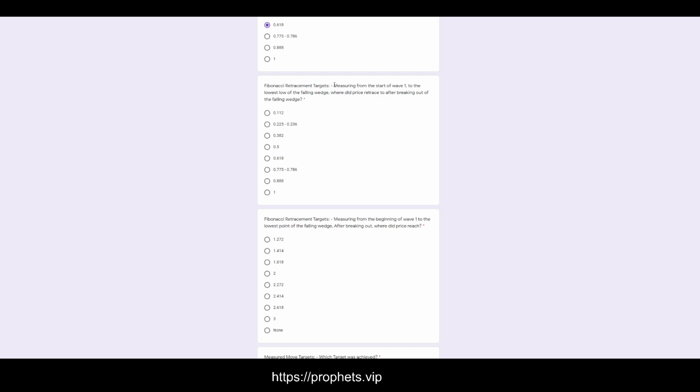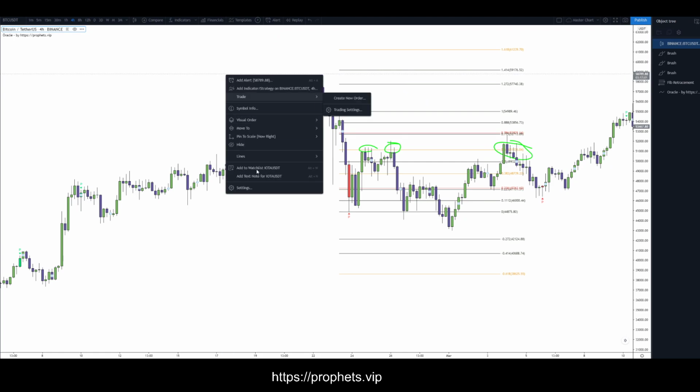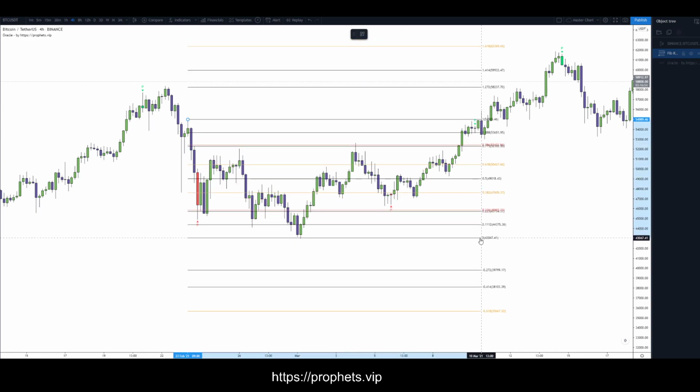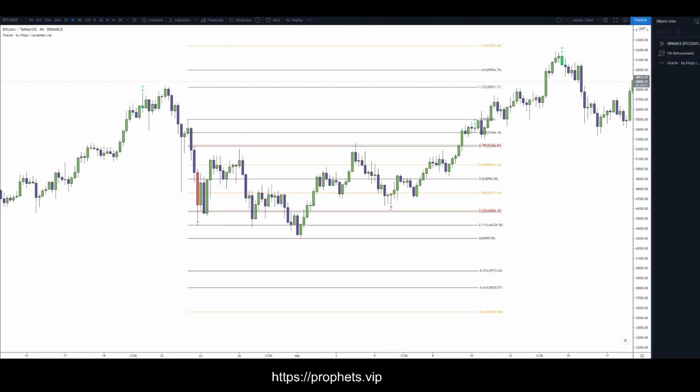Fibonacci retracement targets, measuring from the start of wave 1 to the lowest low, the lowest point of the falling wedge. Where did price retrace to after breaking out of the falling wedge? So what I mean by that is this. We remove that off the chart. You start at the very start of wave 1 down to the lowest low. That's our falling wedge, which we've identified already. The lowest point of this falling wedge is right here at the very bottom. After we broke out, which is here, where did price come back to before taking off?